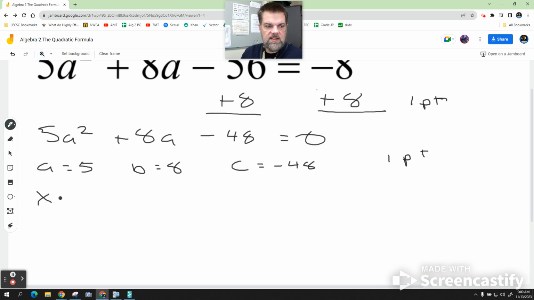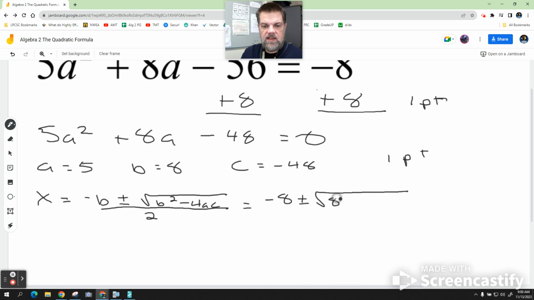I'm going to say x is equal to negative b plus or minus the square root of b squared minus 4ac all over 2a, which is negative 8 plus or minus the square root of 8 squared minus 4 times 5 times negative 48 all over 2 times a, which is 2 times 5.